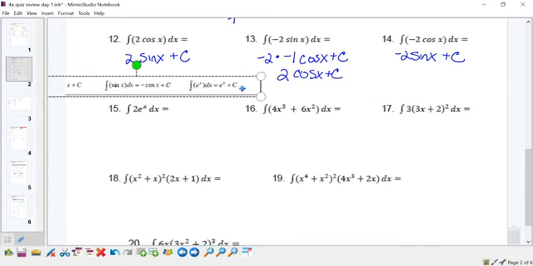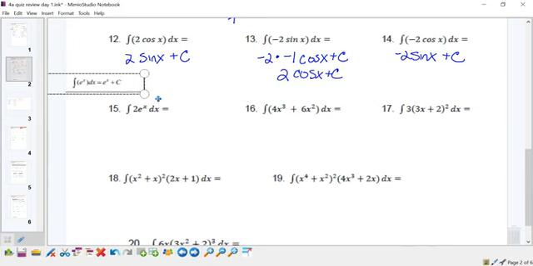All right, for 15, here we go, e to the x. The 2 carries to the antiderivative. I'm actually doing the process of integral antiderivative. E to the x goes to e to the x plus c.